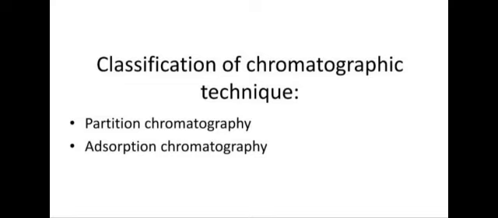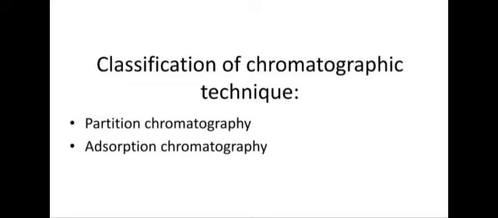The third type, based on the modes of chromatography, is classified into two: normal phase chromatography and reverse phase chromatography. Normal phase chromatography means the stationary phase is polar and the mobile phase is non-polar. The second type, reverse phase chromatography, means the stationary phase is non-polar and the mobile phase is polar. This is widely used in pharmaceutical analysis. These are the types of chromatography.